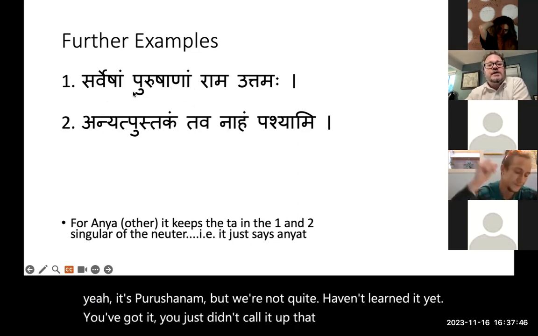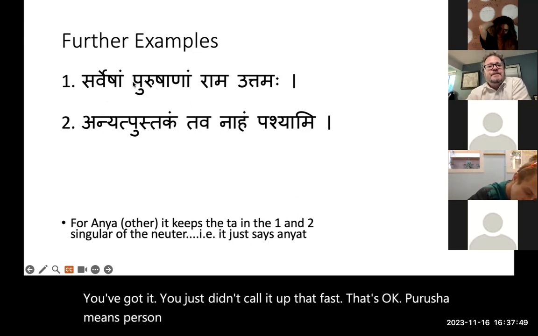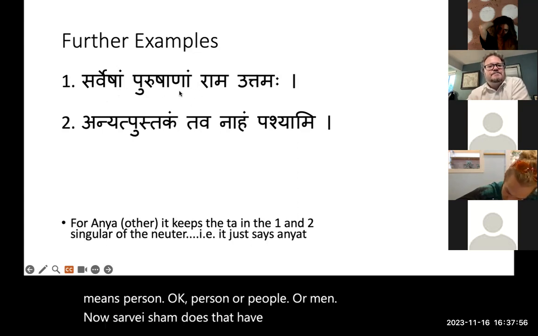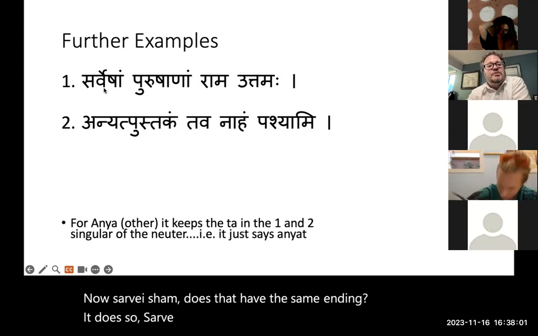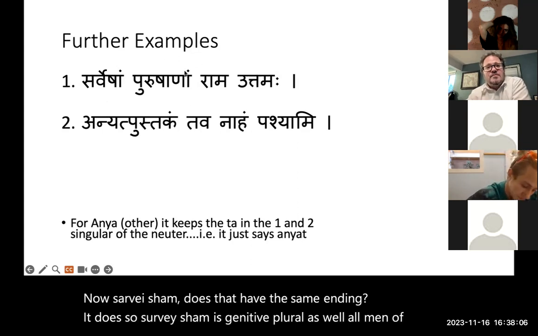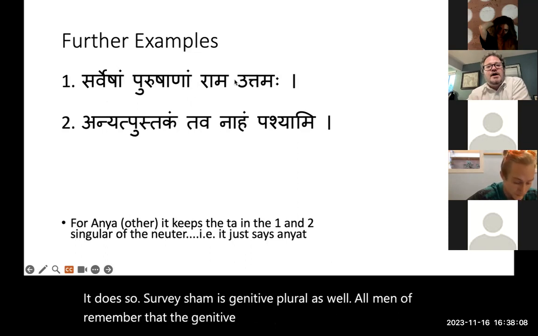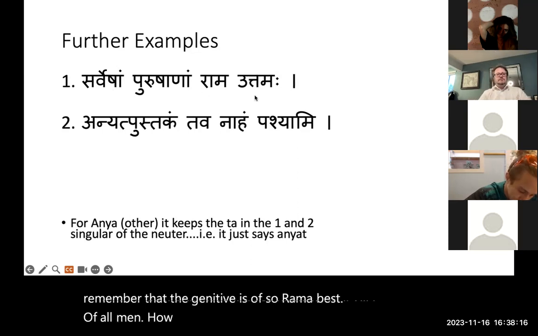That's okay. Purusha means person, or people, or men. Now, Sarvesham, does that have the same ending? Yes, it does. So Sarvesham is genitive plural as well. All men of. Remember that the genitive is of. So Rama, best of all men. Rama is the best of all men. That is exactly correct. Now read the Sanskrit again and then translate it with feeling.